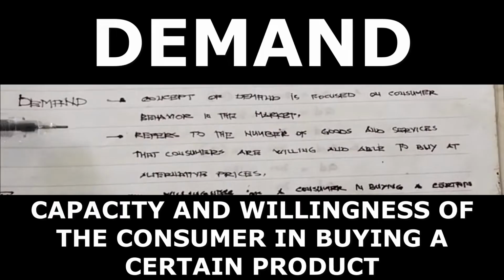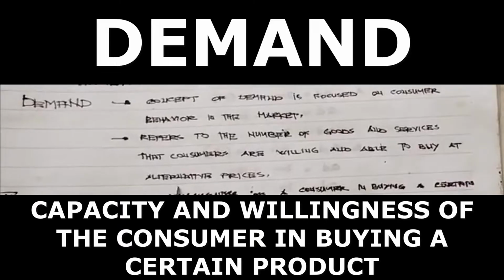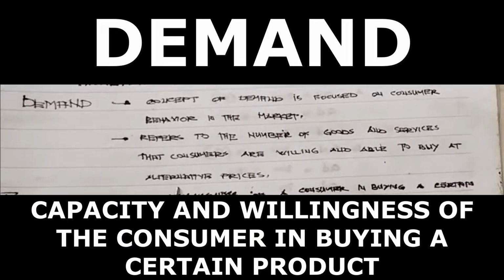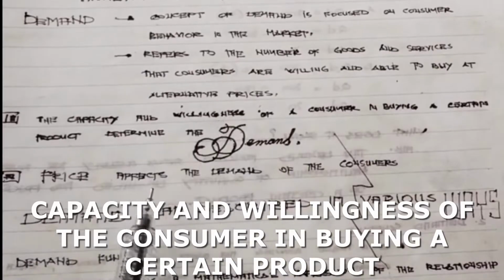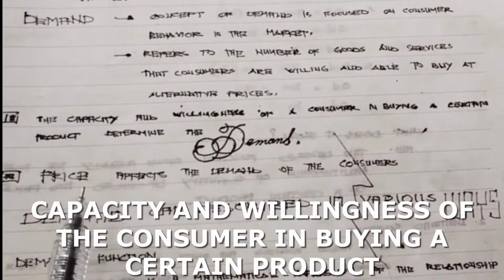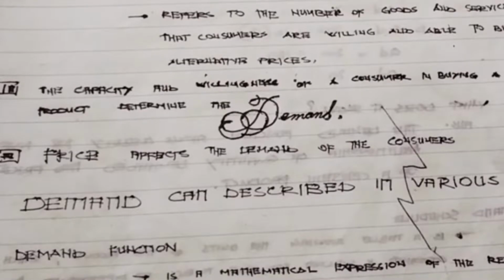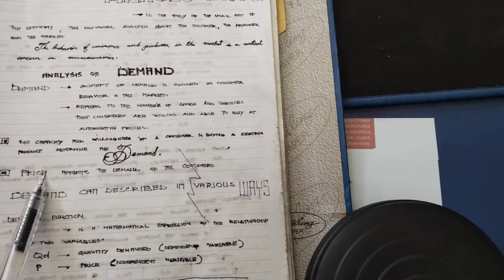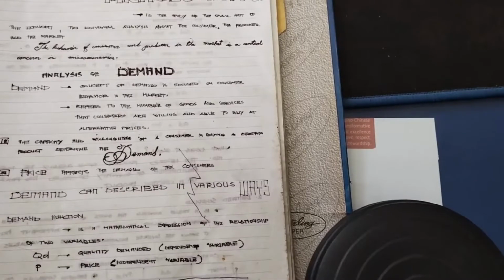Demand refers to the number of goods and services consumers are willing and able to buy at alternative prices at a given period of time. It is the capacity and the willingness of a consumer to buy certain products that determine demand. It is necessary that these two characteristics prevail at the same time in order to determine the demand of a person. Price affects the demand of consumers. So the relationship of price and demand can be described in various ways.